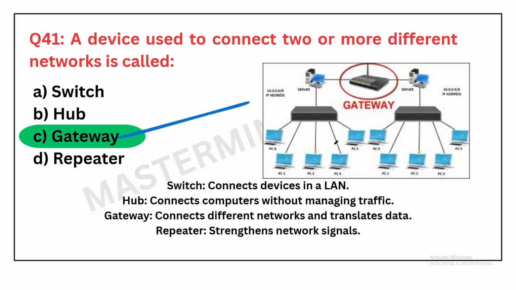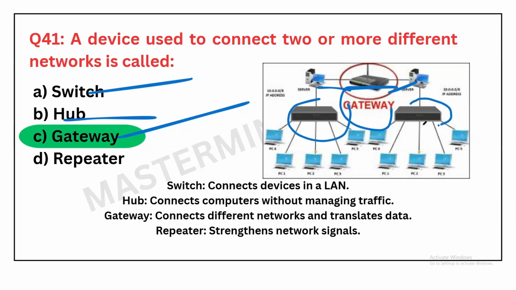A switch connects multiple devices within the same local area network and helps them communicate efficiently. Hub also connects several computers, but unlike the switch, it simply broadcasts data to all devices without managing traffic. A gateway links two or more different networks together and translates their communication protocols so they can understand each other. A repeater strengthens or regenerates weak signals, allowing data to travel over longer distances without loss.